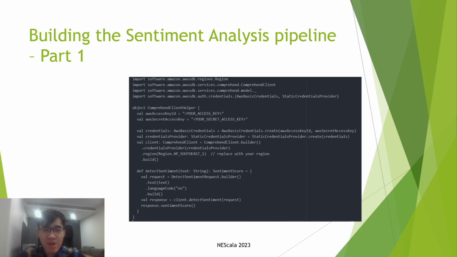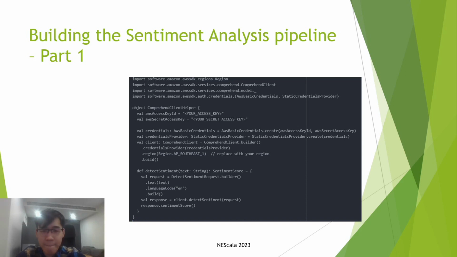Then we declare a client so that we can create a Comprehend client and connect to the AP Southeast 1 region. That region is basically the region that I'm currently in, which is Sydney. Well, not the one I'm currently in, but the closest region to me that I choose because of the latency. And in this scenario, we're just building that based off of that.